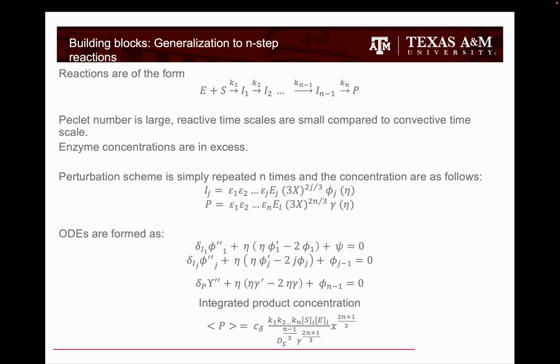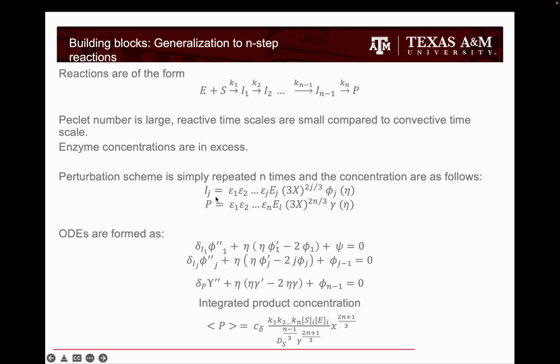Here again we do not consider any back reactions, and we have neglected the diffusion in x direction due to the large Peclet number, and consider the reaction and diffusion to be invariant of time. All the reactions are first order except for the first reaction, and here the enzyme is again assumed to be in large excess when the substrate again starts diffusing from the surface. When all these criteria are met, we can again form this perturbation solution for the intermediate and the product here.